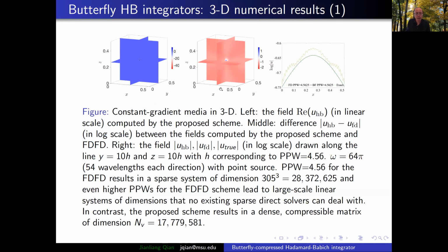Now this is the 3D case, where we have an exact solution in an inhomogeneous medium with constant gradient. You see that our method uses just 4.5 points per wavelength and we are able to get a reasonable solution. Now direct methods using the same number of points per wavelength get a solution like this. That's the pollution error.